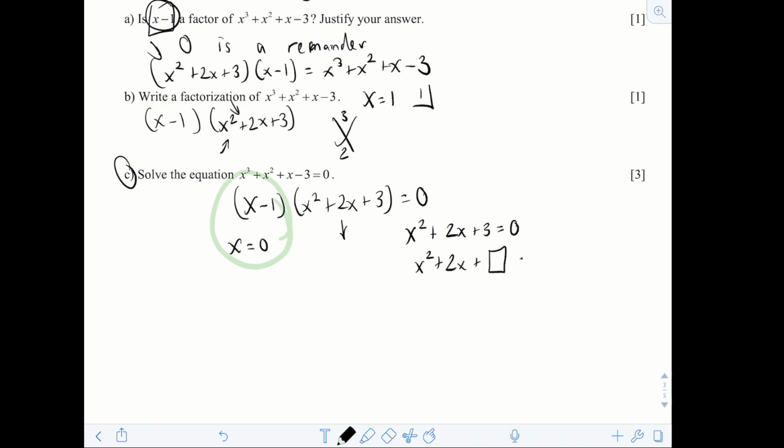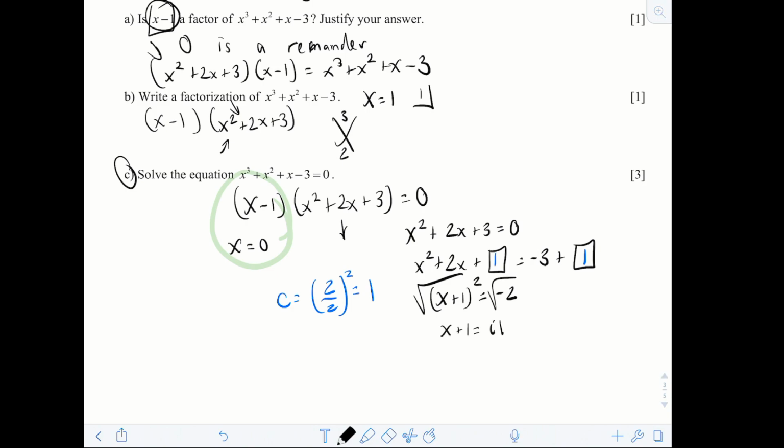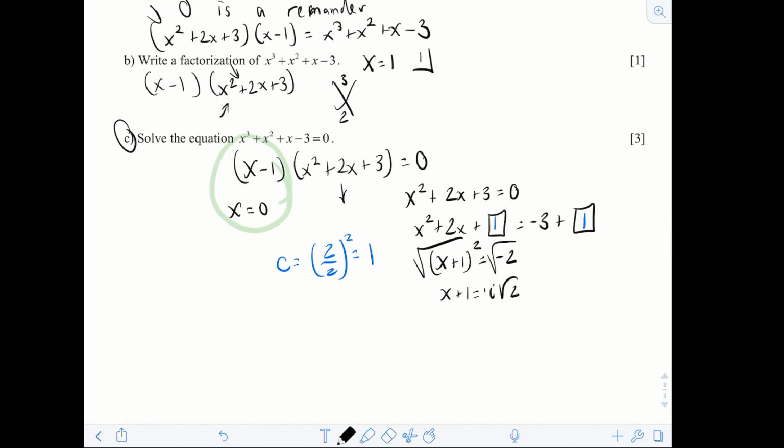Actually, I want to do some good old, not synthetic, completing the square. So I'm going to place a 1 here. The reason why is I'm going to do 2 divided by 2 and then square it. That will give me my new c value, so that's going to be 1. So I'm going to add 1 to the opposite side. I'm left with x plus 1 squared is equal to negative 2. Square root both sides. I end up getting x plus 1 is equal to i square root of 2. Bring over the 1. Oh, don't forget about plus and minus. And x is going to be equal to negative 1 plus or minus i square root of 2.